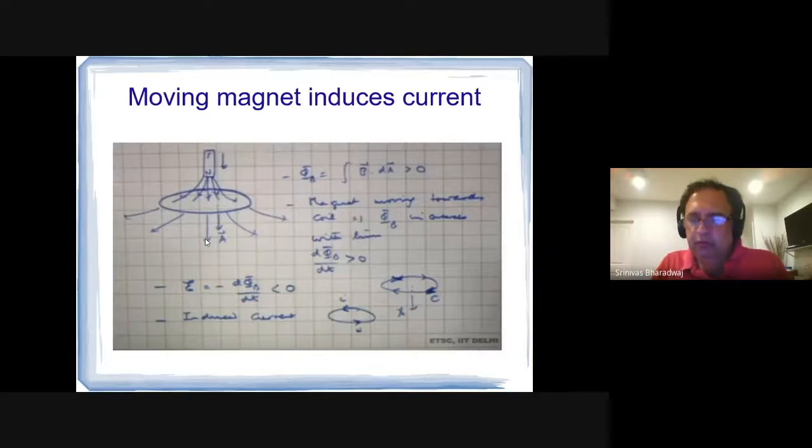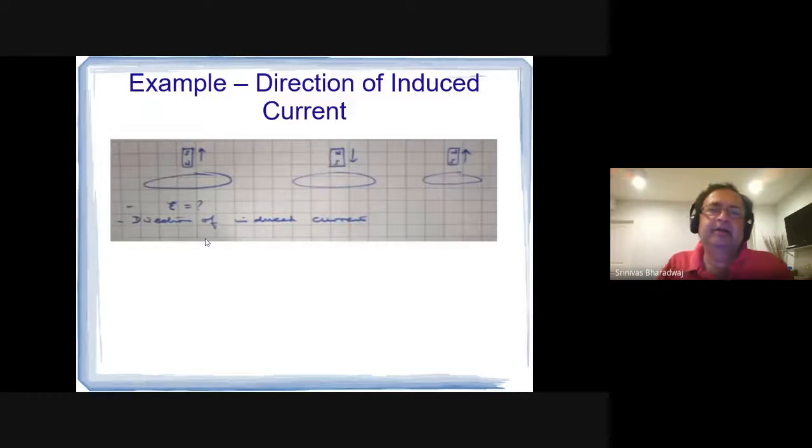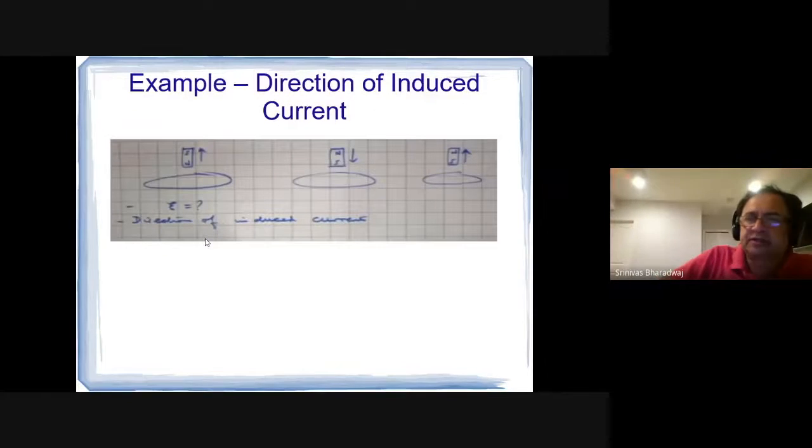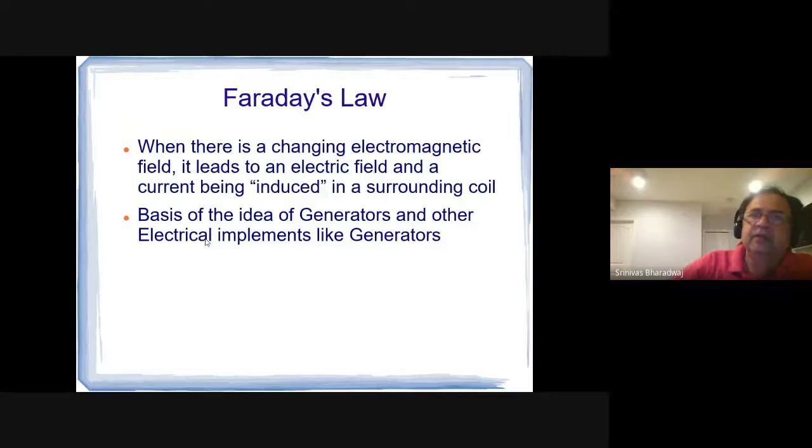So you end up with what is called an induced current, and the direction of the induced current changes. When you go this way, the direction of the current goes one way. When you go this way, the direction of the current goes the other way. When there is a changing magnetic field, it leads to an electric field and a current induced in the surrounding coil.